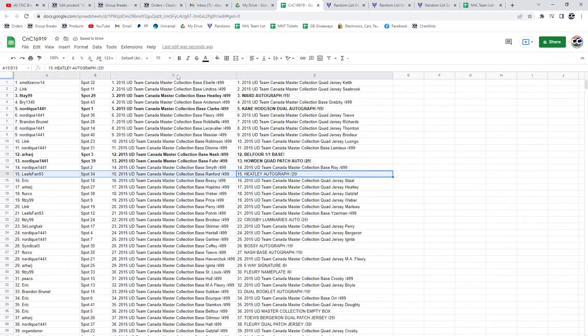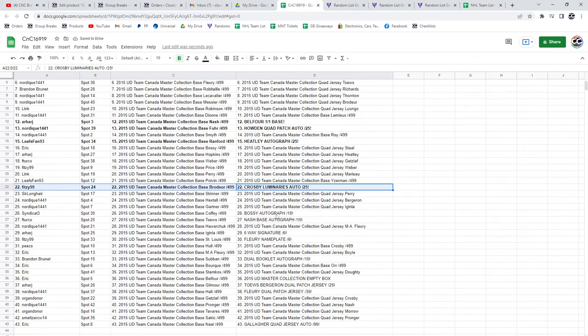The Danny Healy goes to Leafs fan 93. Sidney Crosby, Fitzy. The Mike Bossy goes to Syndicate. The Nash auto goes to F. Turco. The six way auto out of six, R. Harj. The Flurry nameplate, holy Fitzy.